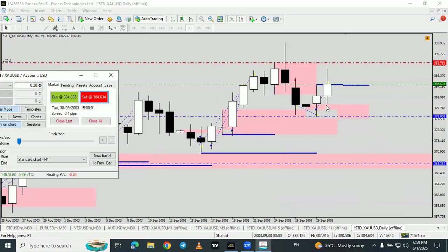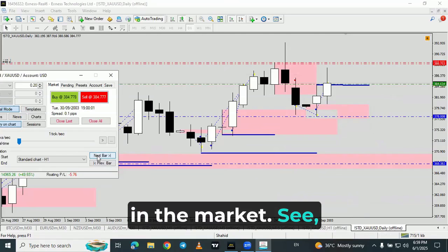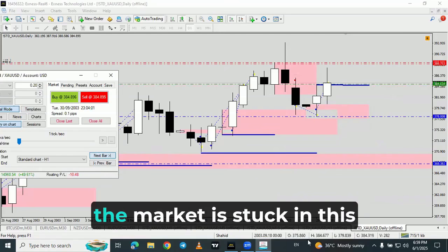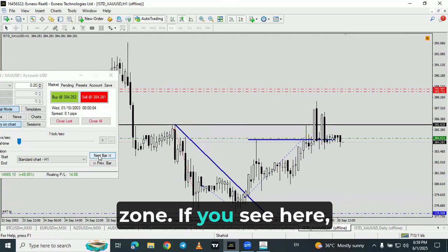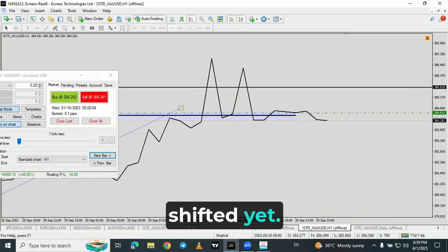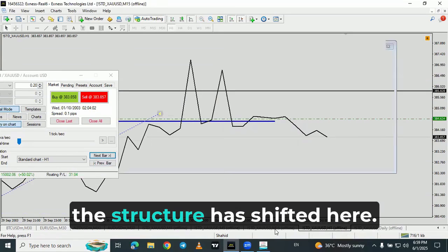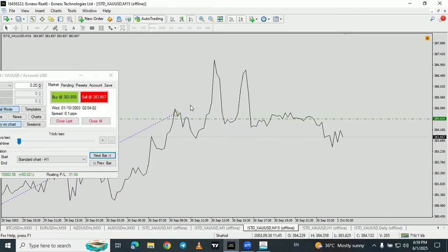So next, let's see what happens in the market. See, after a storm by storm sell, the market is stuck in this zone. If you see here, the structure hasn't shifted yet. If you see on 15 minutes, the structure has shifted here.